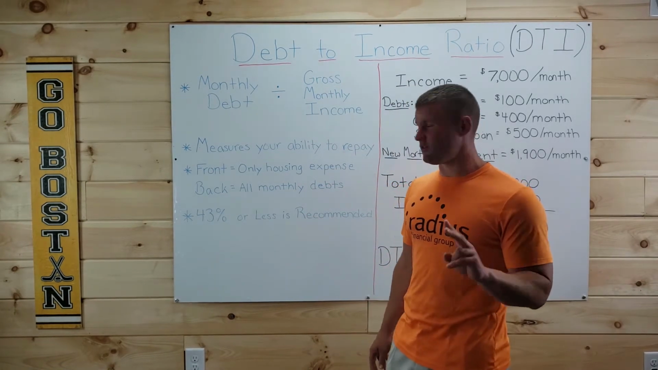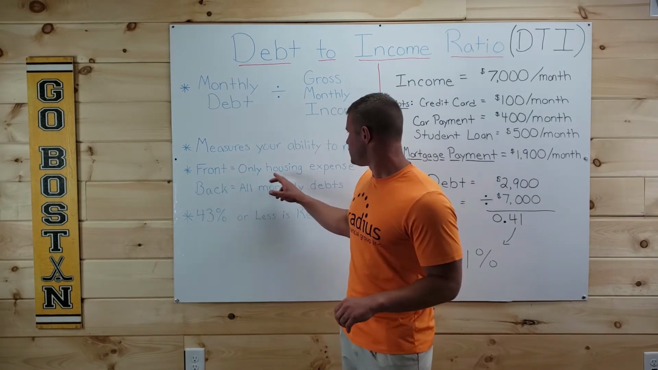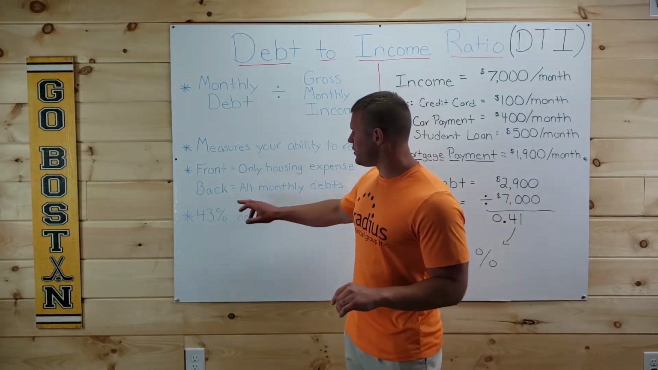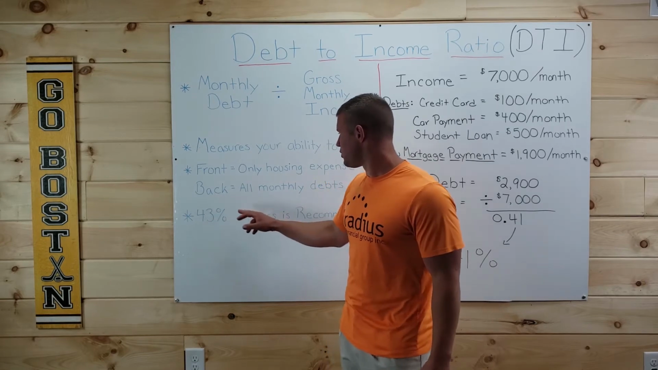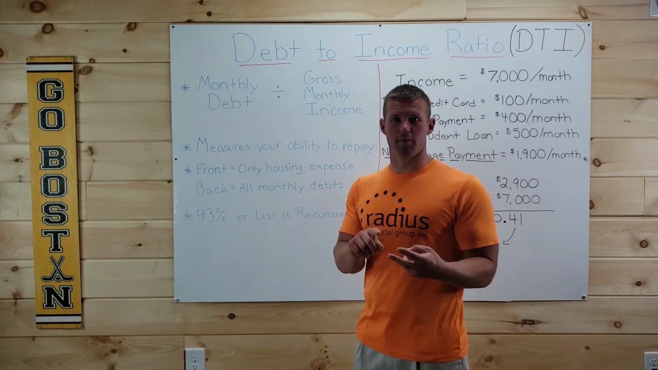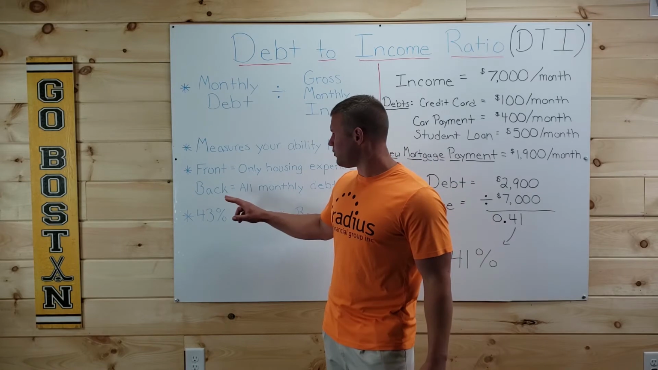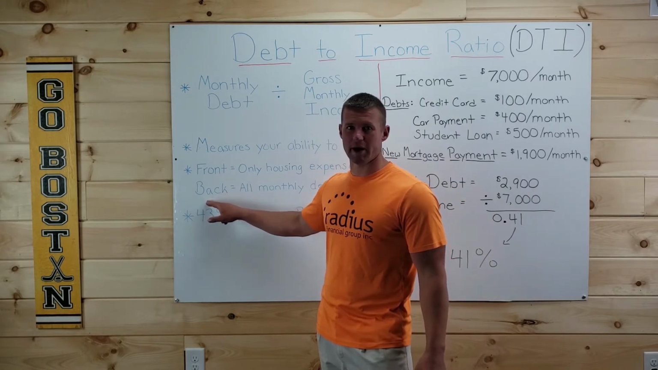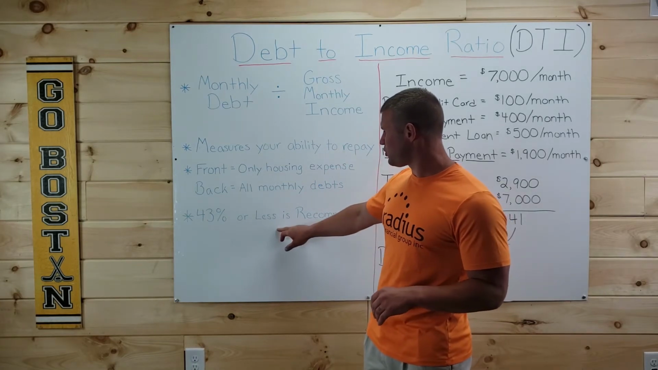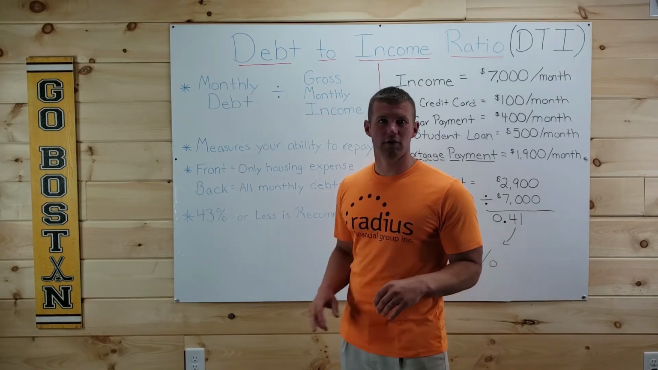Real quick, we're not going to spend a ton of time on this, but there are really two debt to income ratios. Your front end ratio is only your housing expenses, so that only calculates basically your mortgage payment. And then your back end debt to income ratio includes all your monthly debts. So like we talked about before, student loans, car payments, mortgage payment, everything. For all intents and purposes, we're going to be focusing on the back end ratio because that is usually much more important. And just here's a quick tip, 43% or less is recommended for a back end debt to income ratio.